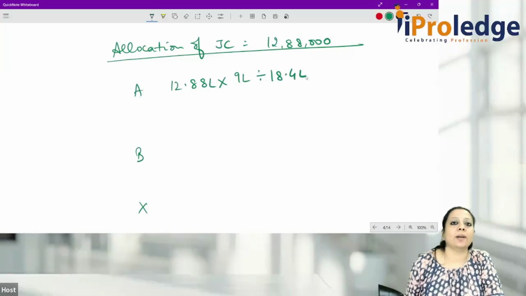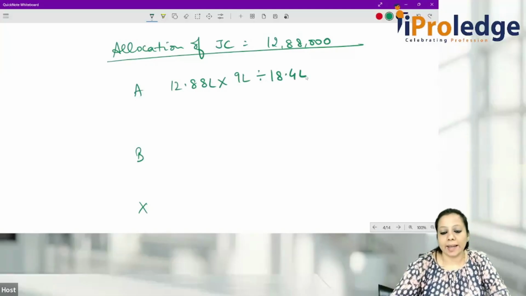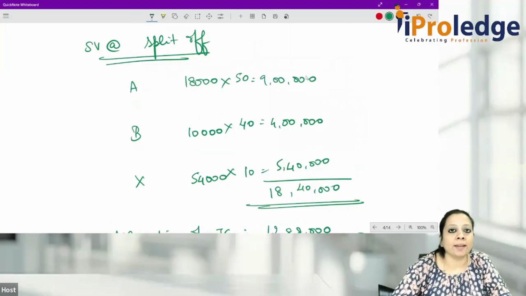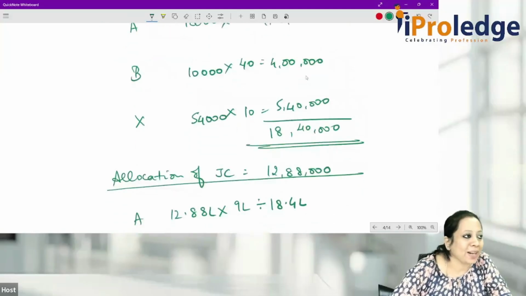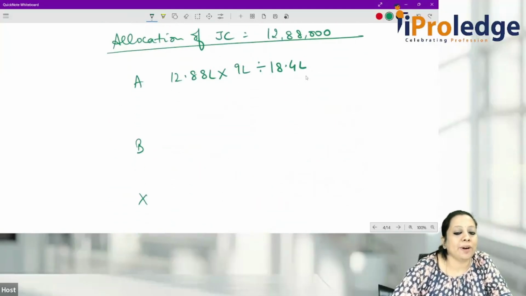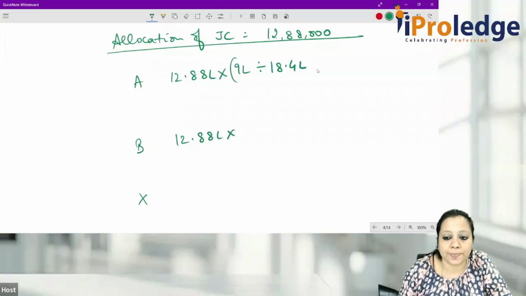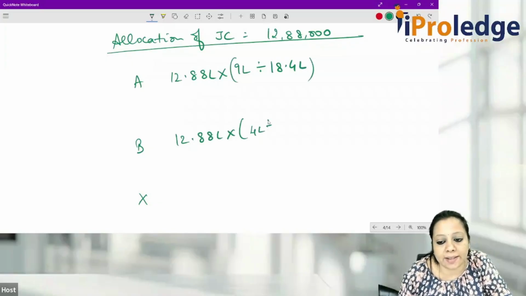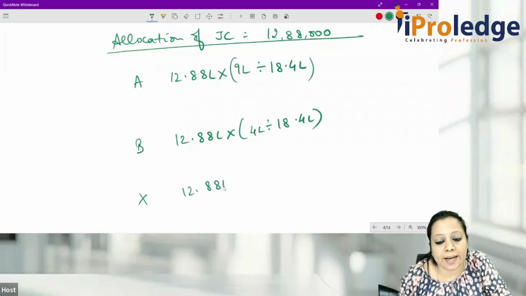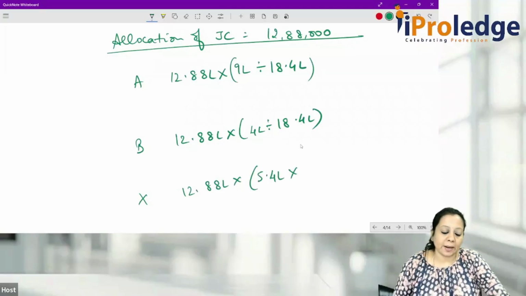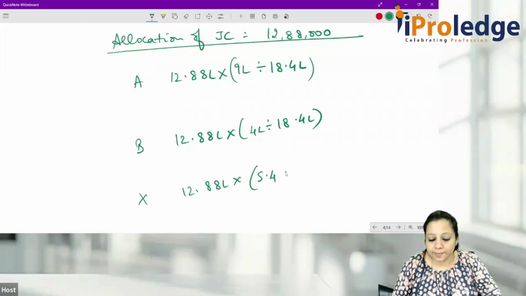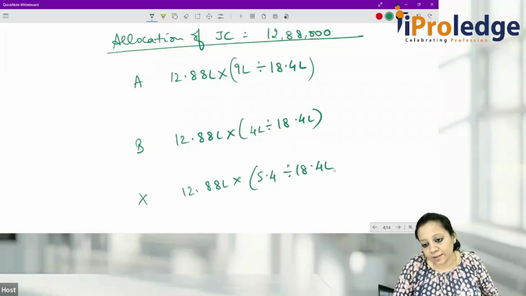18.4 lakhs. If I say, will you all agree with me? Again, I'm saying out of 18.4 lakhs, how much was A contributing? 9 lakhs. So that proportion only I'm choosing. 9 divided by 18.4 into 12.88. 12.88 lakhs into 4 lakhs divided by 18.4 lakhs. This is going to be 12.88 lakhs into 5.4 lakhs divided by 18.4 lakhs.